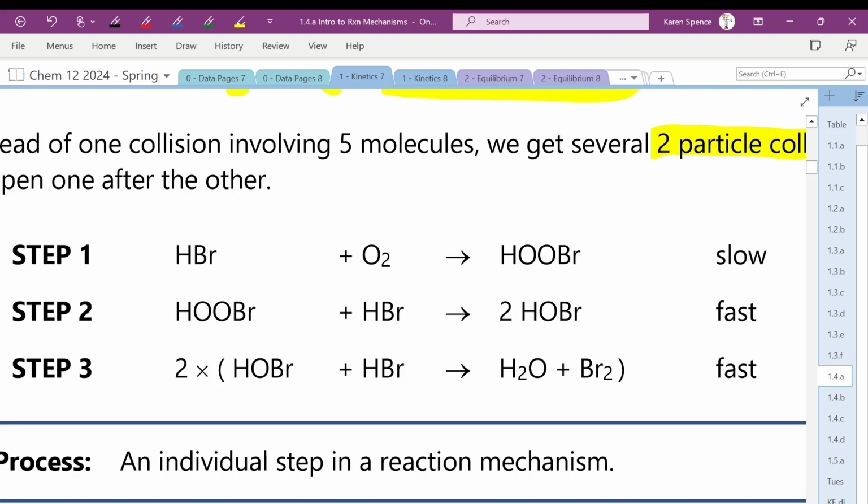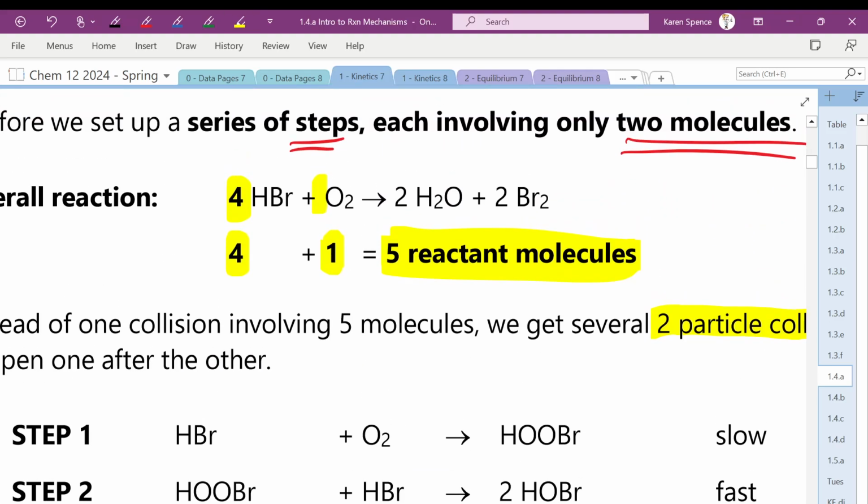So we take one of the HBrs and we put it together with one of the O2s, and they collide and they make this temporary molecule, HOOBr, okay? And we can call that a Huber molecule, just because I think that's kind of fun. Okay, so we make Huber. And Huber is not a product, right? If we remember, what are our products? Our products are water and bromine. So we've not yet made any water or bromine, we've just made Huber.